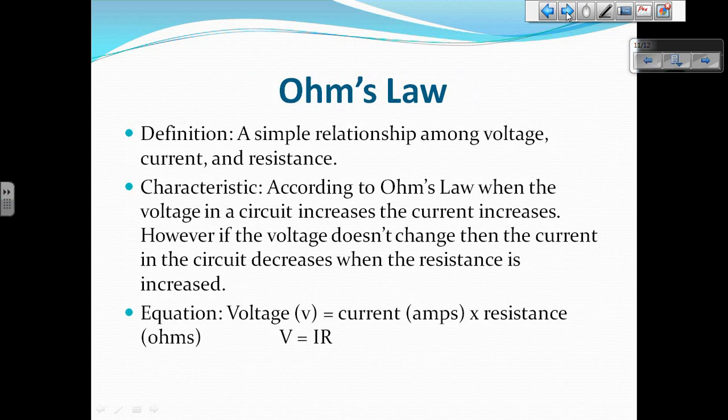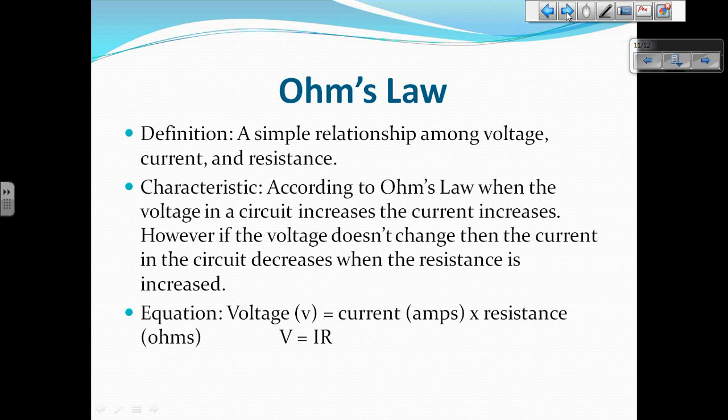All right, Ohm's law, okay? Now we've talked about voltage and current and resistance and how all those words are related. Well, Ohm's law, which was created by a scientist with the name Ohm, came up with a simple relationship between voltage, current, and resistance. According to this law, when the voltage in a circuit increases, the current will also increase. However, if the voltage doesn't change, then the current in the circuit decreases when the resistance is increased.